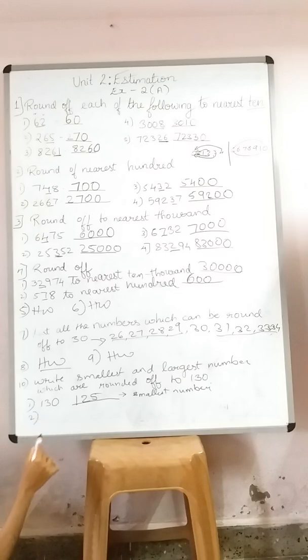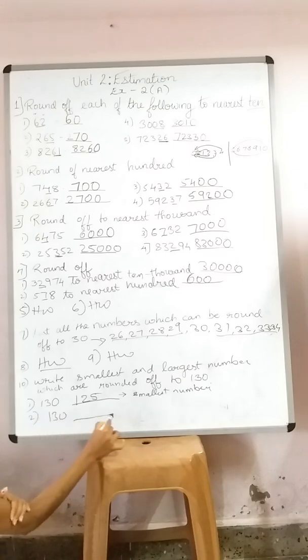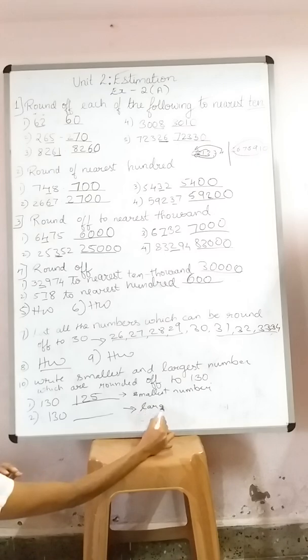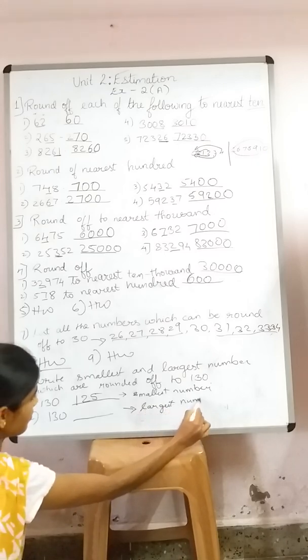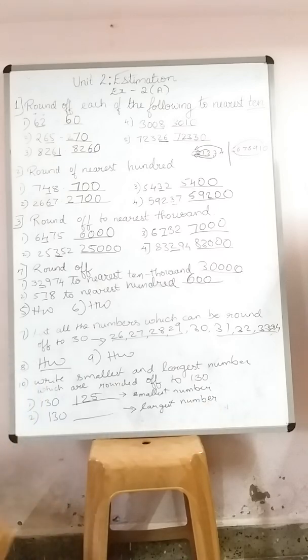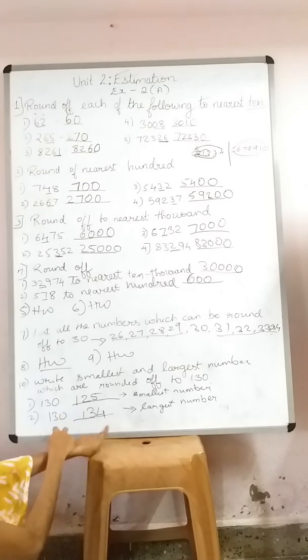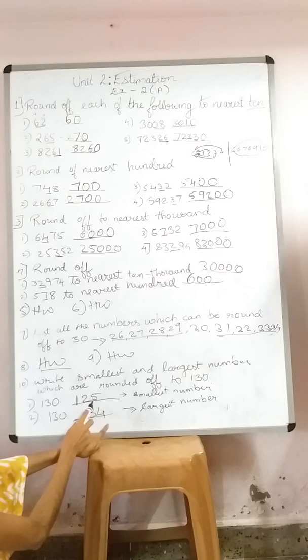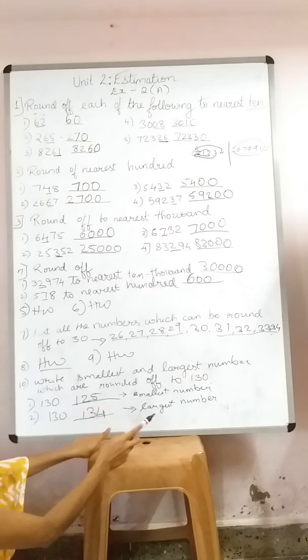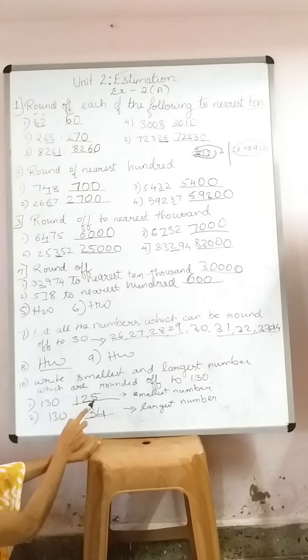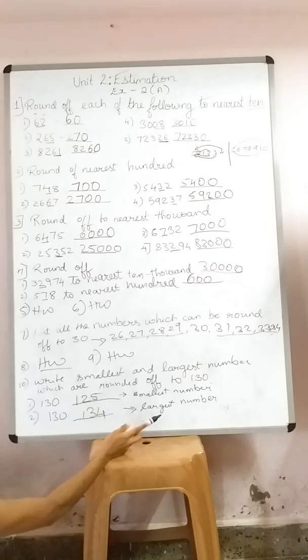Now the second one, we should write the largest number. Which is the largest number? The largest number is 134, which can be rounded to 130. Did you follow? Because this tens place is 4 and it is closer to 0. And here we can say 25, 26, 27, 28, 29, 30. So all these fall to 0. So we can say 134 is the largest number, 125 is the smallest number.